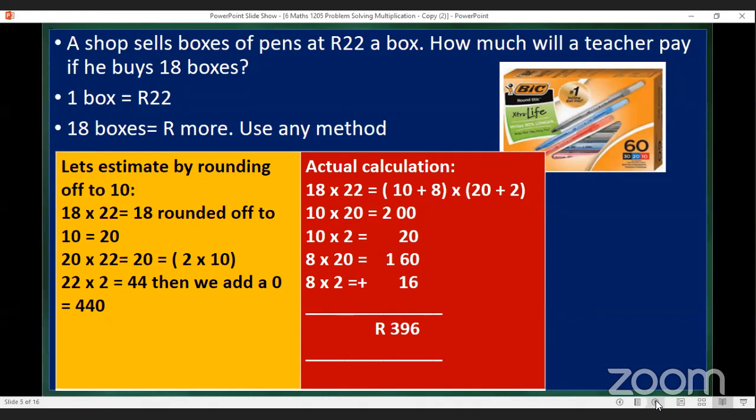So I always say with problem solving, you have probably heard me saying this. In problem solving, you have to personalize and you have to visualize. So instead of saying how much will a teacher pay, you can say how much will Praise pay, how much will Neo pay. So personalize it. So if one box is 22 rand and then I want to buy 18 boxes, am I supposed to have more than 22 rands? Am I supposed to have less than 22? Will 100 rands be enough? Those are the questions that you ask yourself before you attempt.